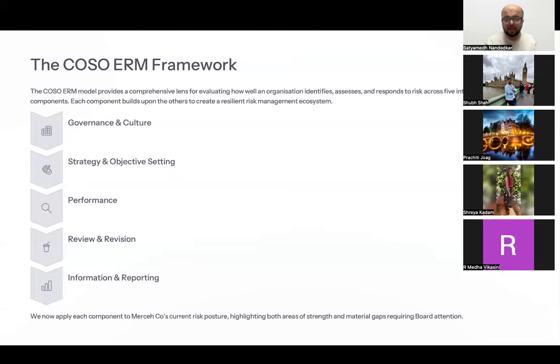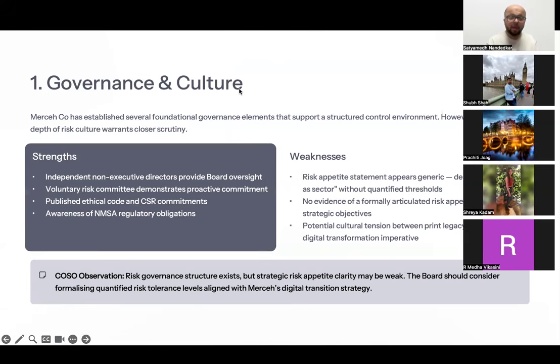One is governance and culture, then strategy and objective setting, performance, review and revision, information and reporting. Now, see, culture is, as we have discussed, not something which is tangible, but it shapes how the organization is going to function. Now, when I talk about the culture in this aspect, we have to realize that culture is often defined by how the top management plans and reacts to situations, right?